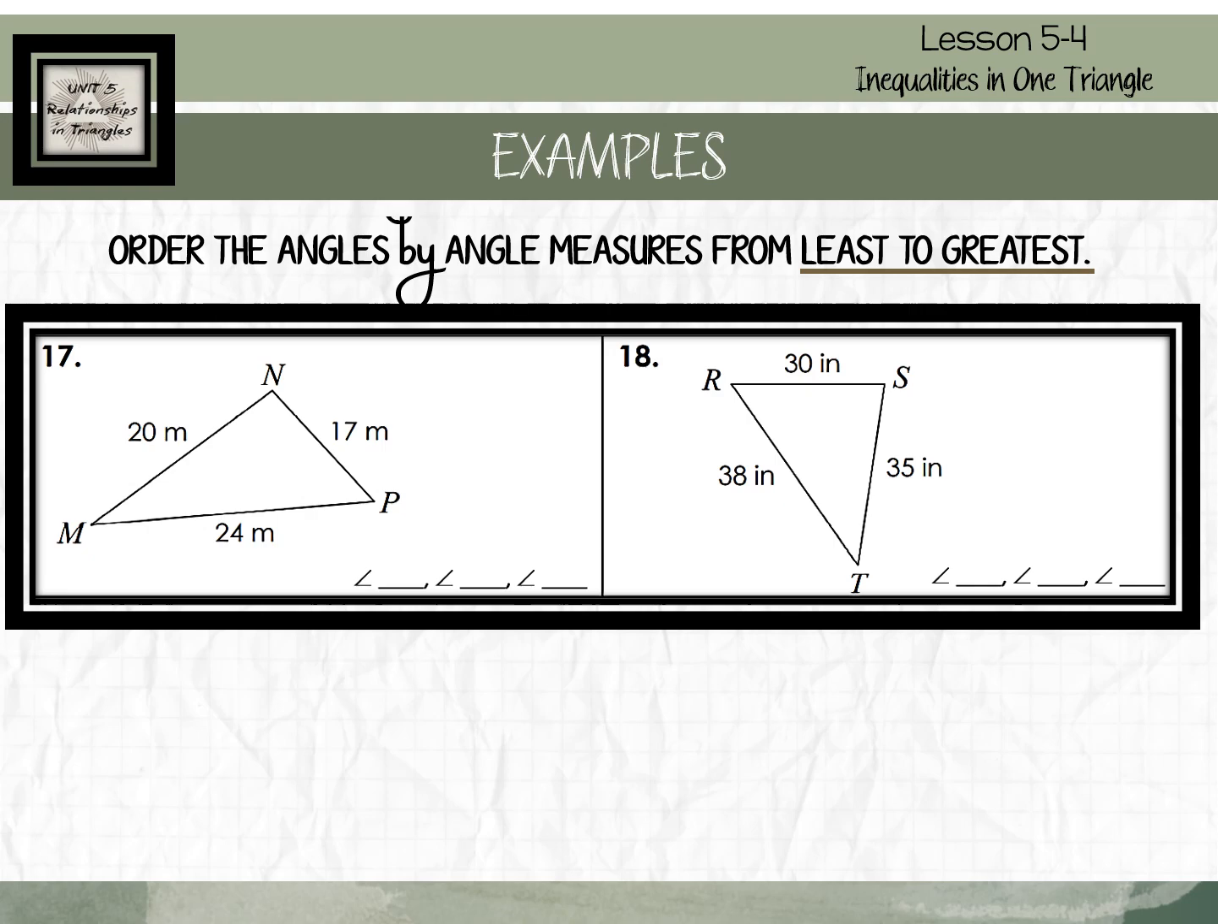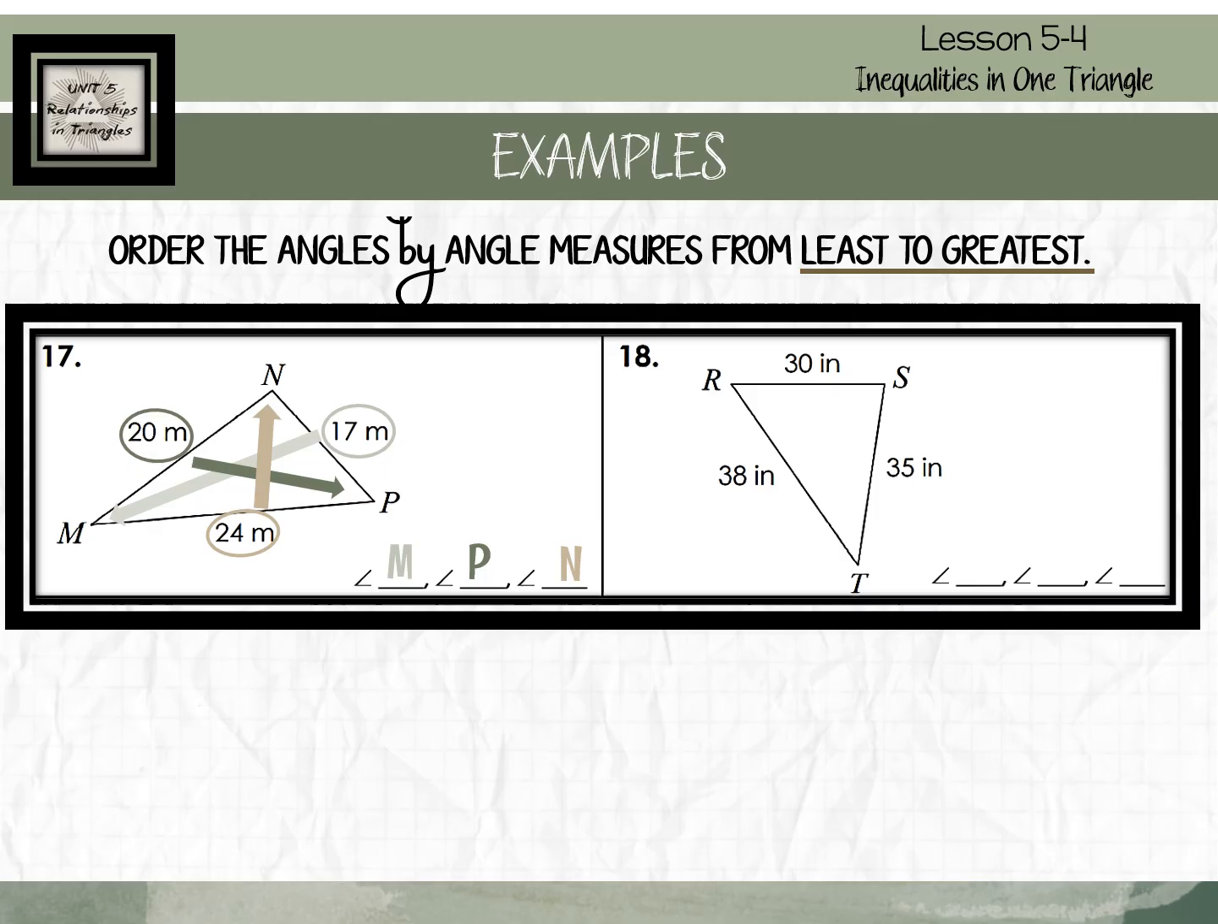Order the angles by angle measures from least to greatest. Shortest side 17. That gives us M. Middle side 20. That gives us P. Longest side 24. That gives us N.